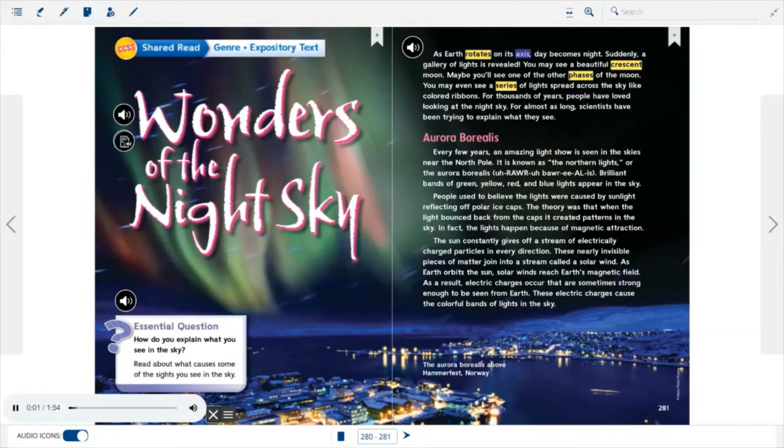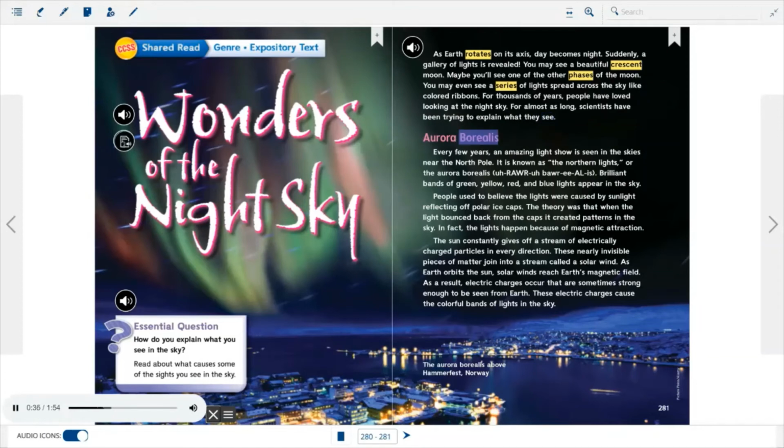As Earth rotates on its axis, day becomes night. Suddenly, a gallery of lights is revealed. You may see a beautiful crescent moon. Maybe you'll see one of the other phases of the moon. You may even see a series of lights spread across the sky like colored ribbons. For thousands of years, people have loved looking at the night sky. For almost as long, scientists have been trying to explain what they see.